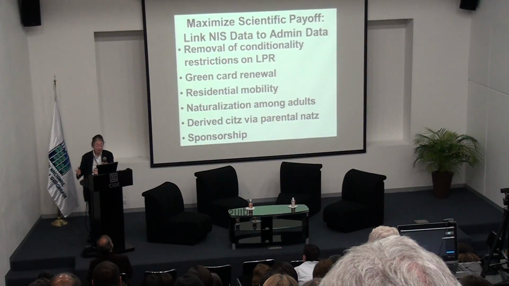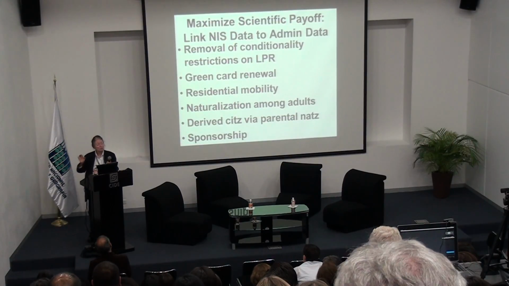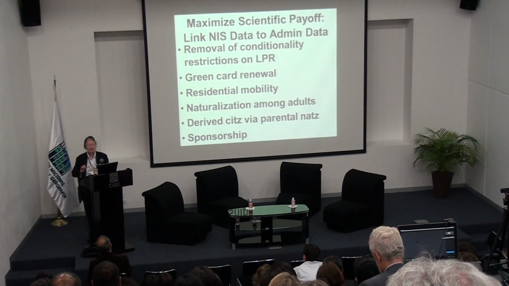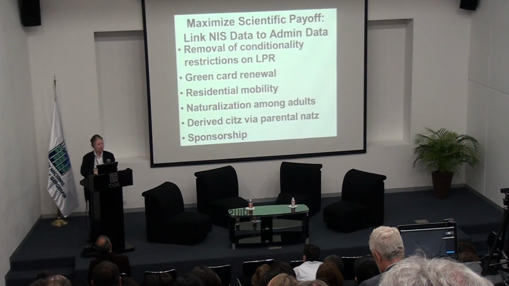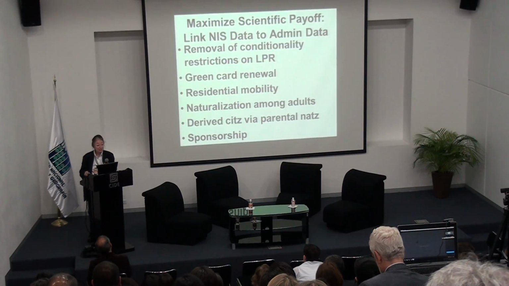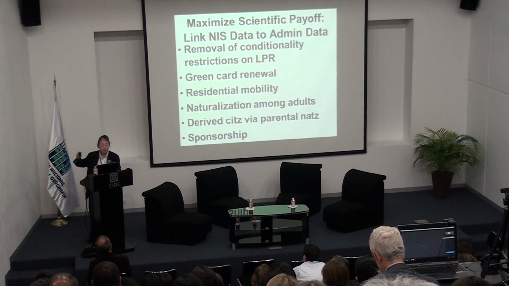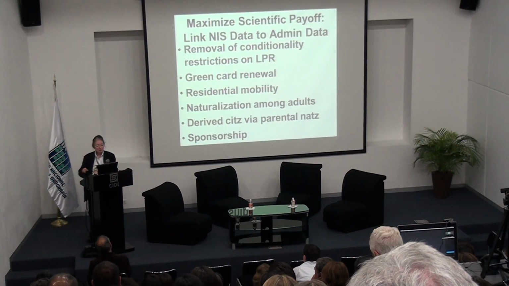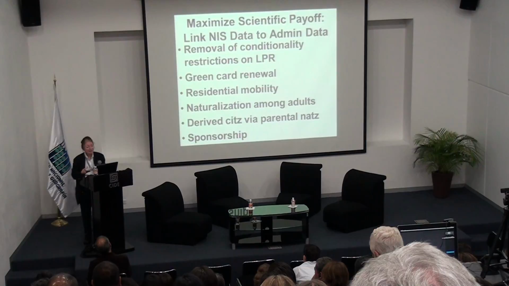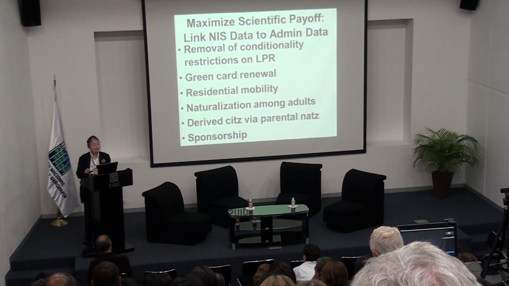Citizenship, naturalization among adults, this is something we could easily learn because there's a common identifier. But if we don't have access, derived citizenship is more difficult to learn, but we're confident that combining the right kinds of administrative data, we could nail that. And sponsorship is easy because there's that form I-130 that every person must file before you sponsor. So this would maximize the scientific payoff. Enormous.